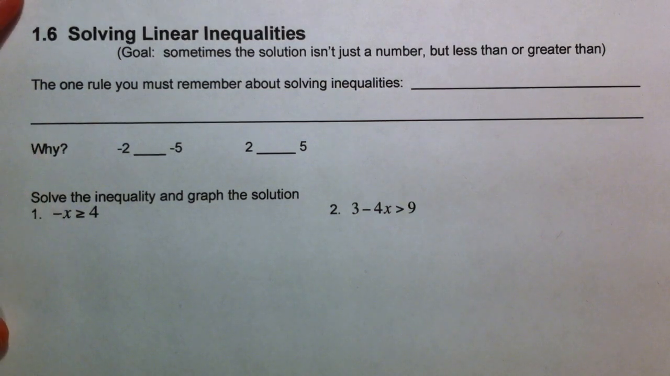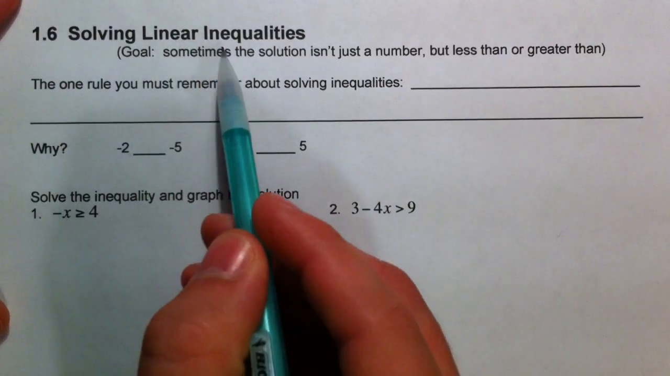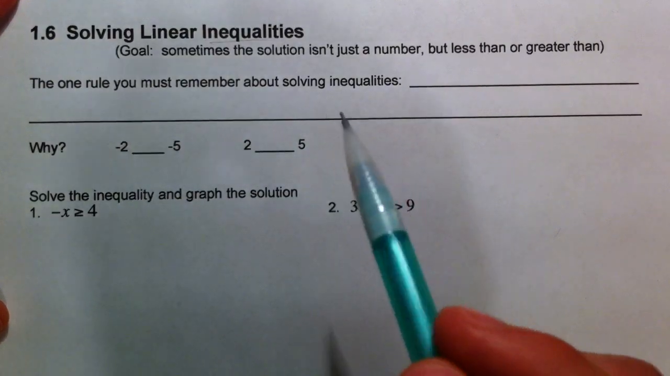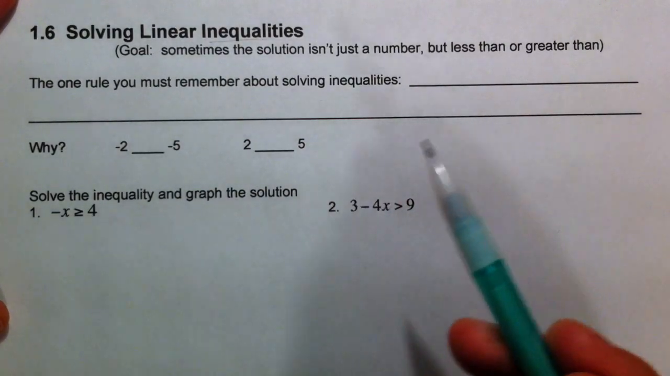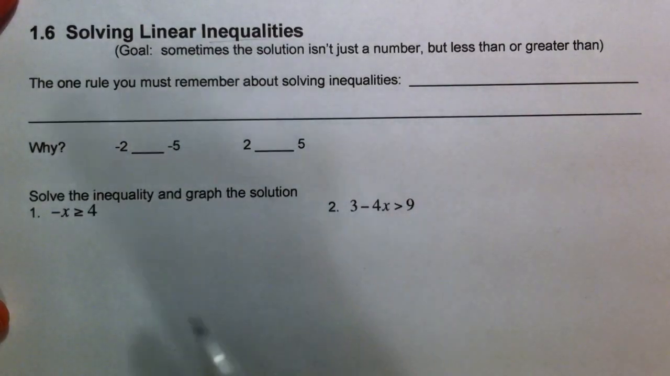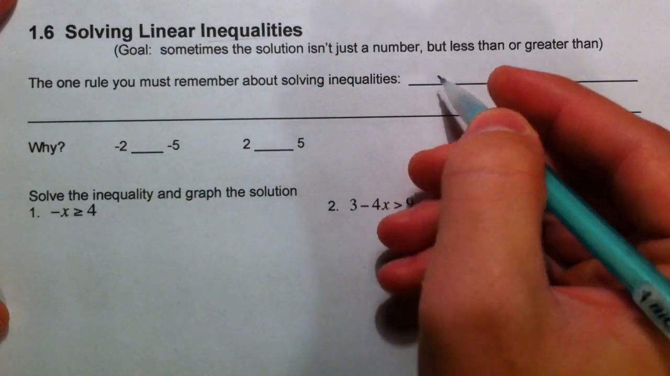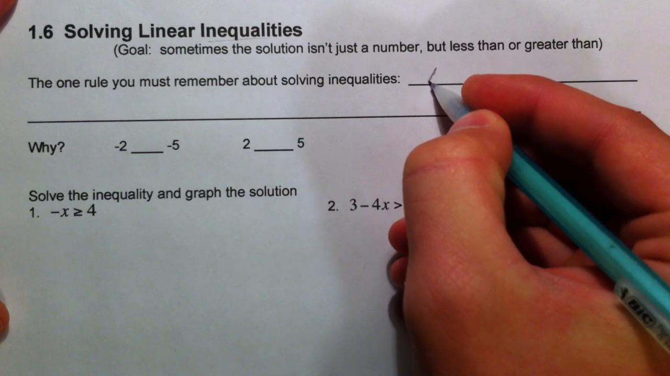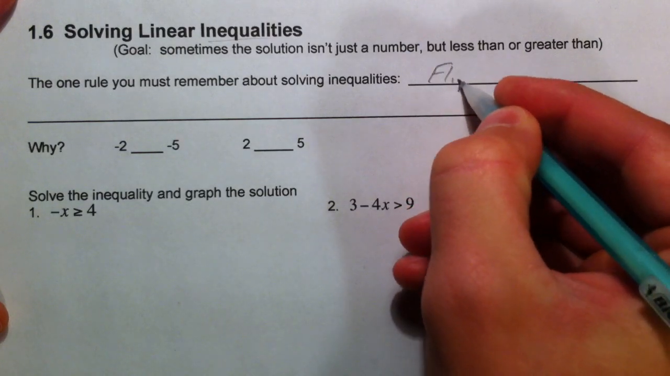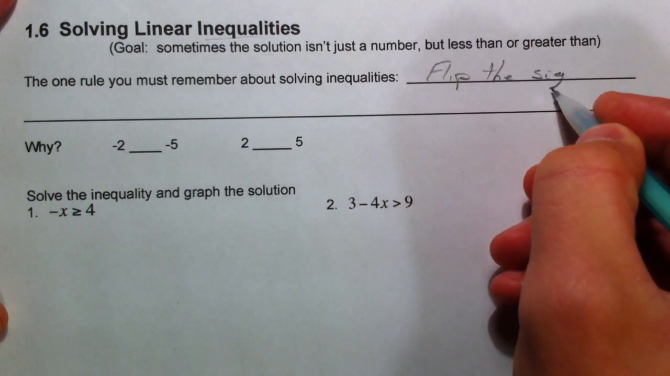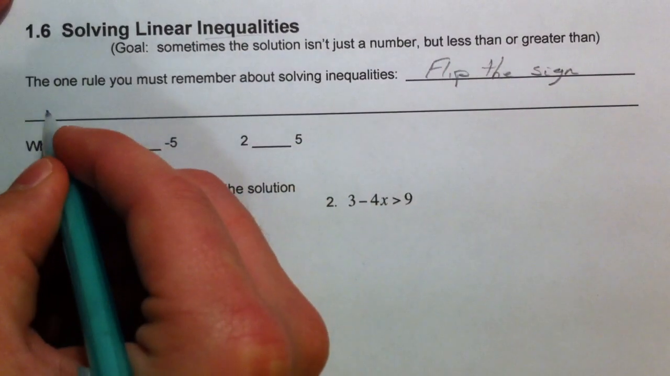Alright, continuing on our review with Algebra 1. So, solving linear inequalities now. We've got the less thans and the greater thans. The one rule that is different, or that you have to keep in mind when you add or subtract and start solving inequalities, is that when you multiply, you have to flip the sign. Flip the sign when you multiply or divide by a negative.